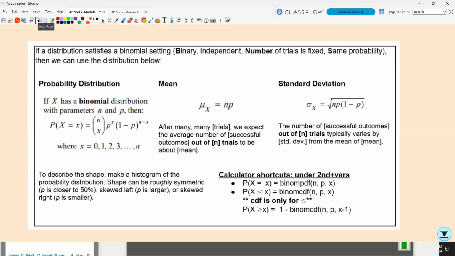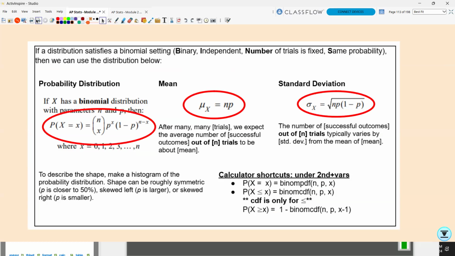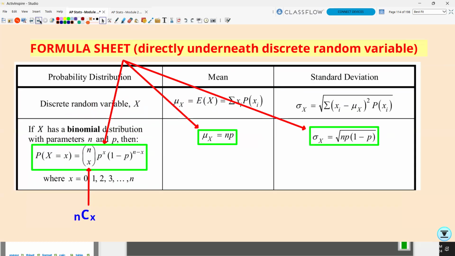So here's a little summary on the binomial distribution. You're going to be given these 3 formulas: the binomial distribution with the parameters, the number of trials and the probability of success. You're also going to be given the mean and standard deviation formulas with those. Now, we actually have a formula that's slightly different than what's in our probability distributions for random variables. So let's talk about that.